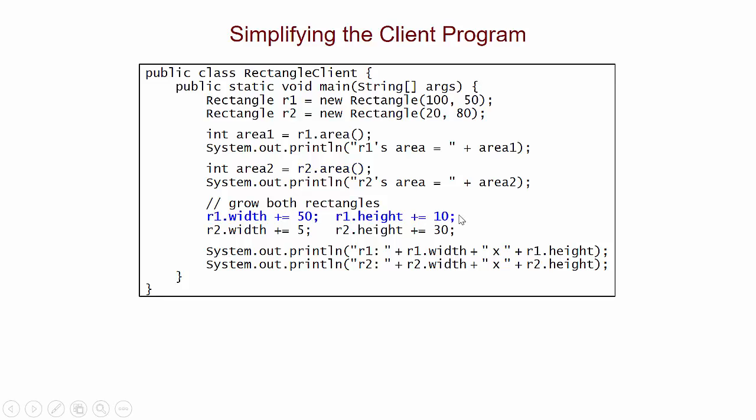And then down here, we'll use our grow method in place of these two modifications that we were making. So r1.grow, we pass in the change in the width that we want, the change in the height that we want. And then same thing down here, r2.grow, change in width, change in height. This simplifies the client by making the object do work on our behalf.